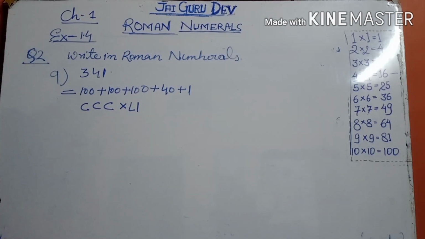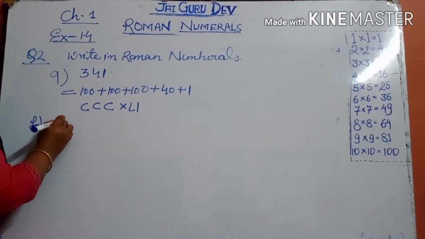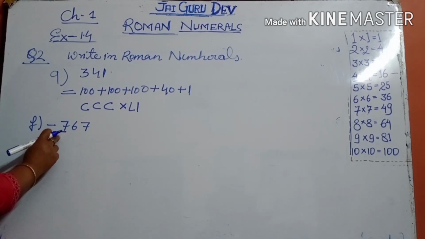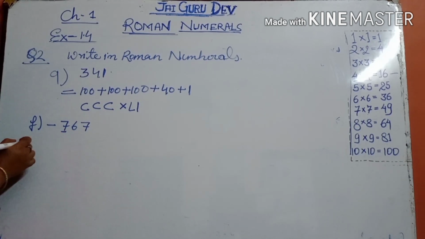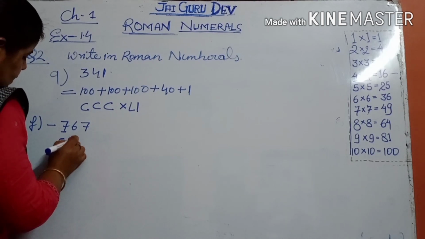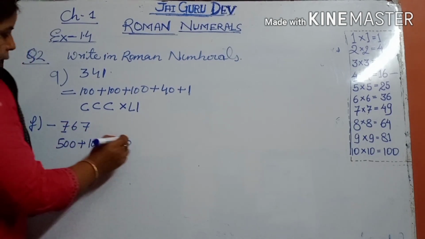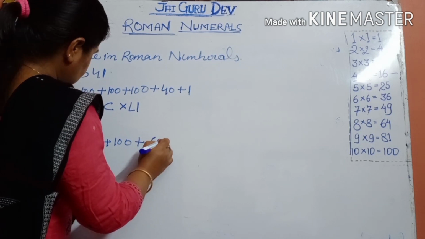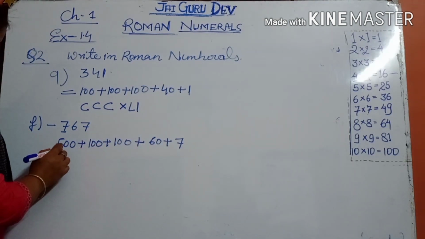One more question I am doing. 767. See, it is of which part? F part. How will I write it? First of all, I can break it because we have a value for 500. We are writing 500 as D. 500 plus 100 plus 100, then plus 60, plus 7. First I will write for 500.